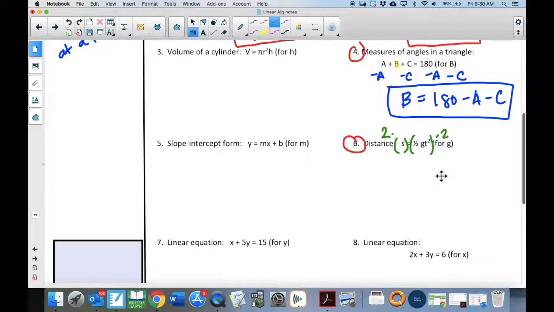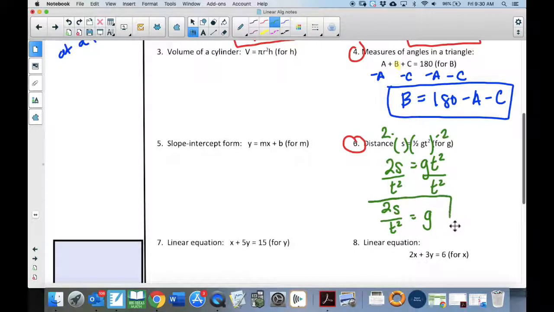So I'm going to multiply both sides times 2. So I get 2s is equal to gt squared. I'm solving for G, so I'm going to keep my G where it is. I need to divide by t squared. And you can leave that t squared as a t squared.